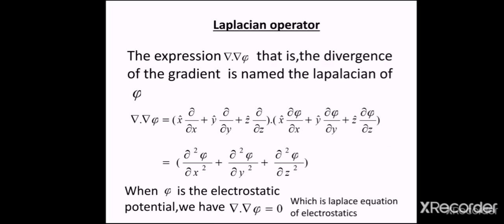Del dot del phi is equal to (∂/∂x x cap plus ∂/∂y y cap plus ∂/∂z z cap) dot (∂phi/∂x x cap plus ∂phi/∂y y cap plus ∂phi/∂z z cap). That is equal to ∂²phi/∂x² plus ∂²phi/∂y² plus ∂²phi/∂z². When phi is the electrostatic potential, we have del dot del phi equal to 0, which is the Laplace equation of electrostatics.